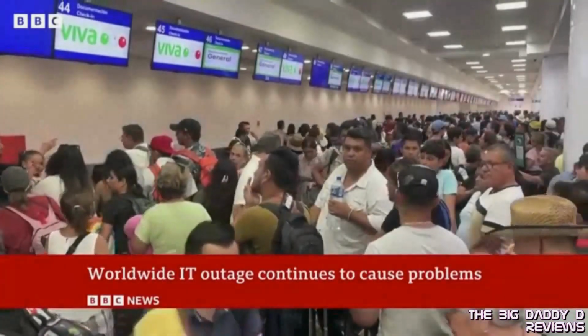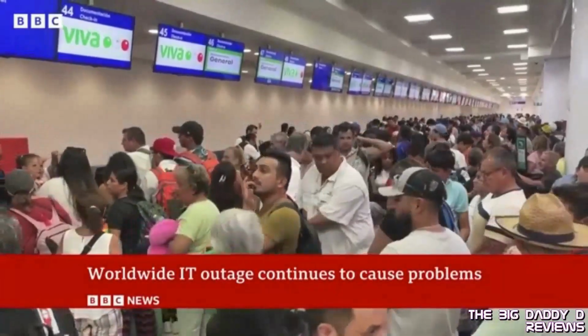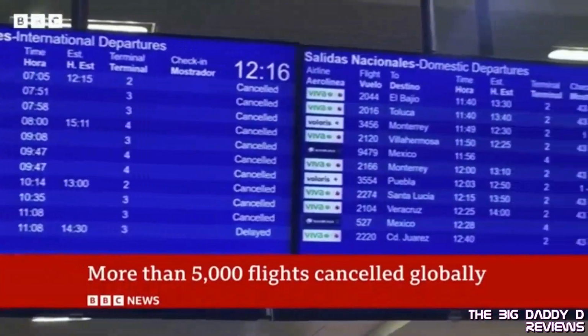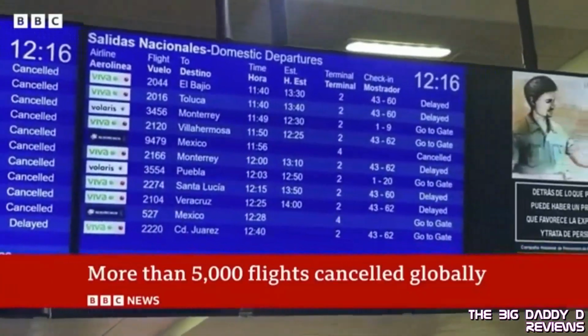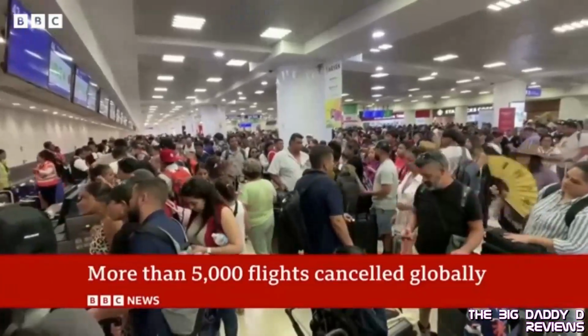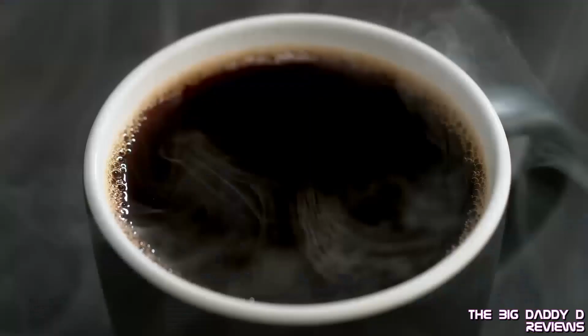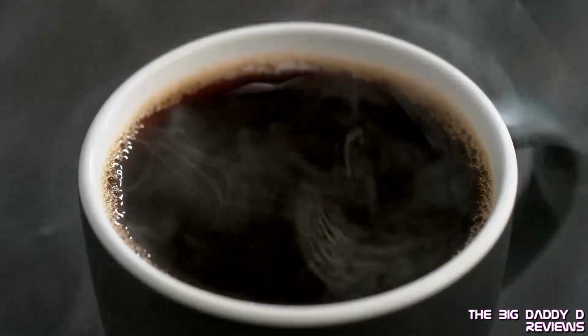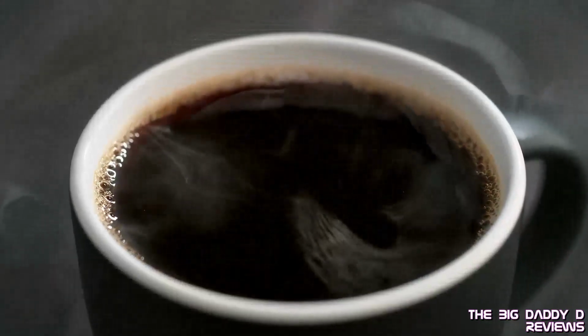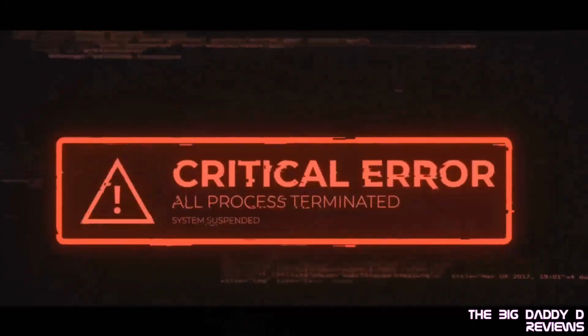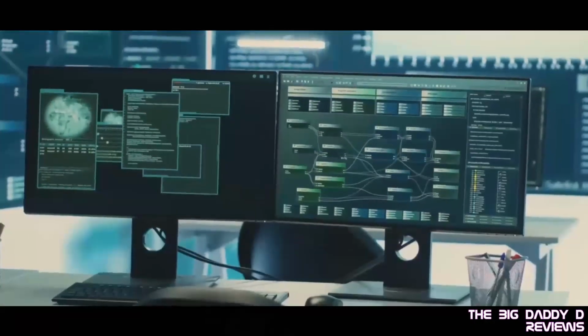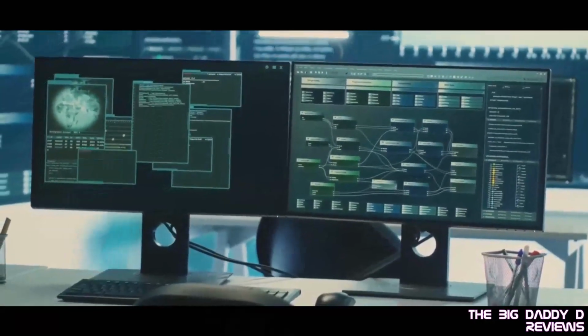Remember the 19th of July 2024? Well, if you were travelling that day, you probably do. Airports around the world ground to a halt, flights were cancelled, hospitals had to postpone surgeries, and even your local coffee shop might have been unable to process payments. All because of a single software update that had gone wrong. So first, let's set the scene.